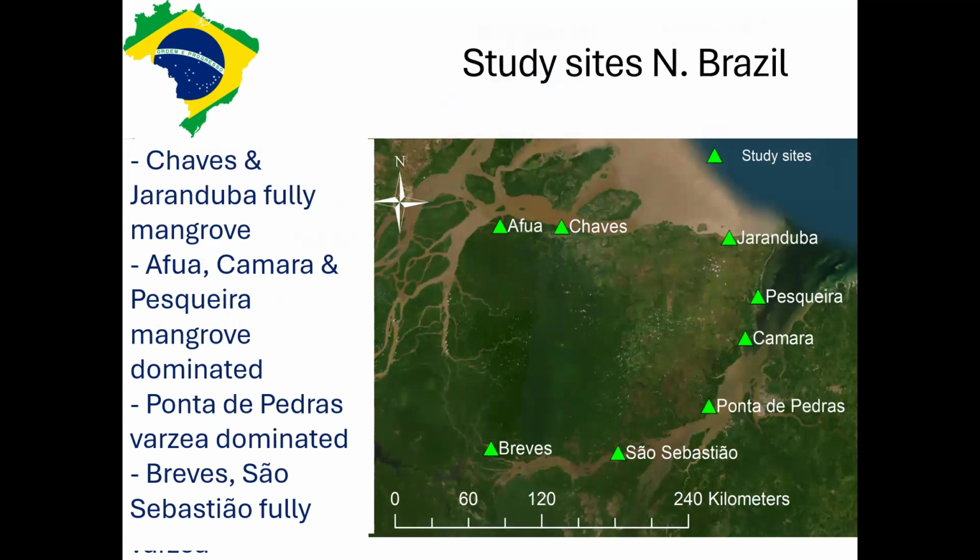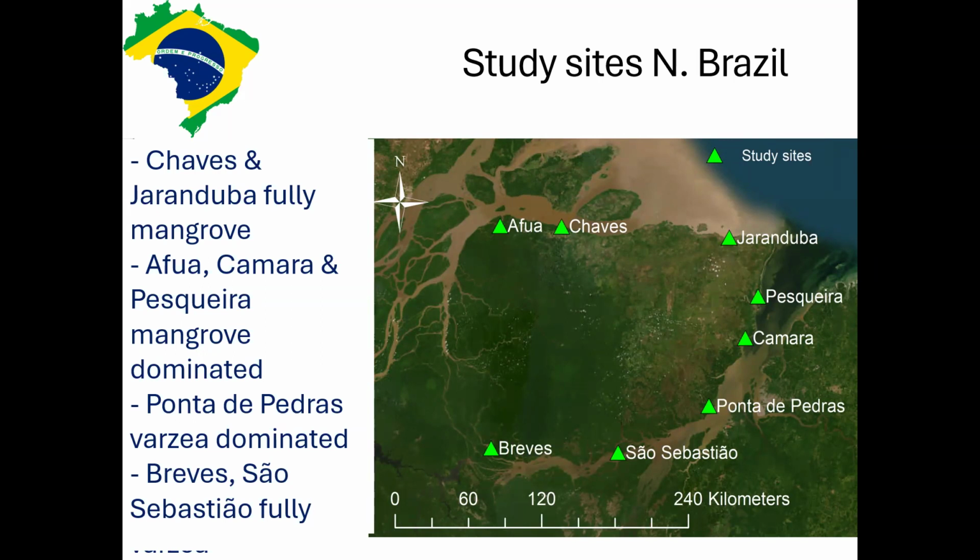Now, from these study sites that I've been working in, you can see there's Chaves and Jaranduba. Those two in the north of Brazil are fully mangrove. The only species that you will find in those areas are mangrove, and they're predominantly quite sandy areas. Afuá, which is on the north coast, and Camará and Pesqueira, those three sites are mangrove dominated. The predominant species there are mangroves, but they do have some Varzea plants in the area.